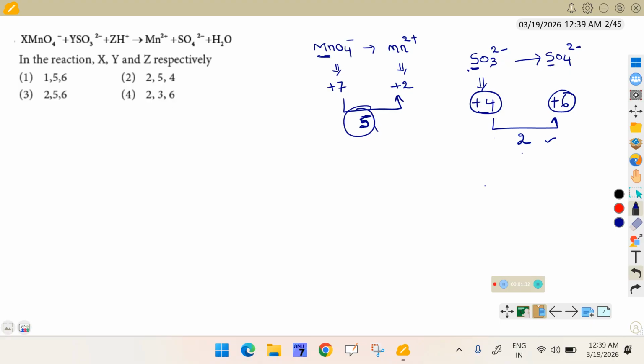Next question is related to balancing equation. In this equation, MnO4 minus is converted to Mn2 plus. In the reactant side, manganese oxidation state is plus 7. In the product side, manganese oxidation state is plus 2. Oxidation number difference is 5 and its N factor value is also equal to 5.